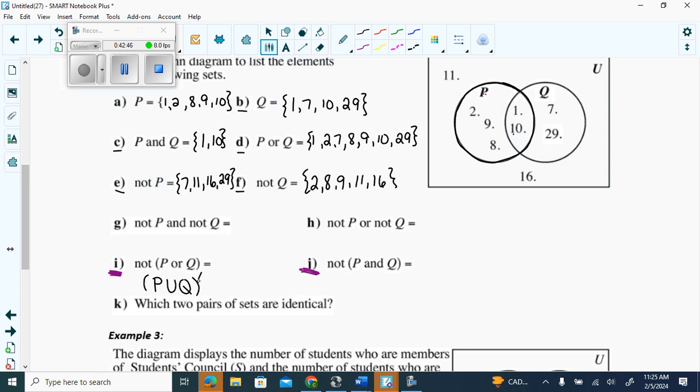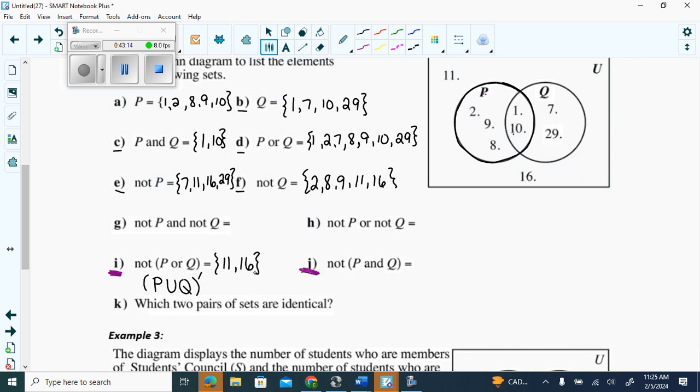Now that sounds substantially hard. But if you just remember, what is P or Q? What shape is P or Q? The snowman. I want what's not in the snowman. That's it. So I want 11 and 16. Not to overthink it, right? If it's a snowman, we just want what's not in the snowman, which is 11 and 16.